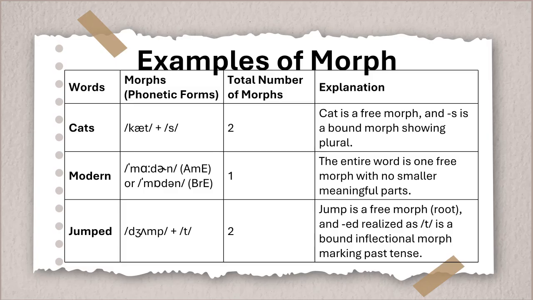Finally, look at jumped. Here we again have two morphs, jump and ed. The first part, jump, is a free morph that carries the main meaning, and the second part, ed, realized here as t, is a bound inflectional morph marking the past tense. So, as you can see, every word is made up of one or more morphs, and identifying them helps us understand how meaning is built within words.